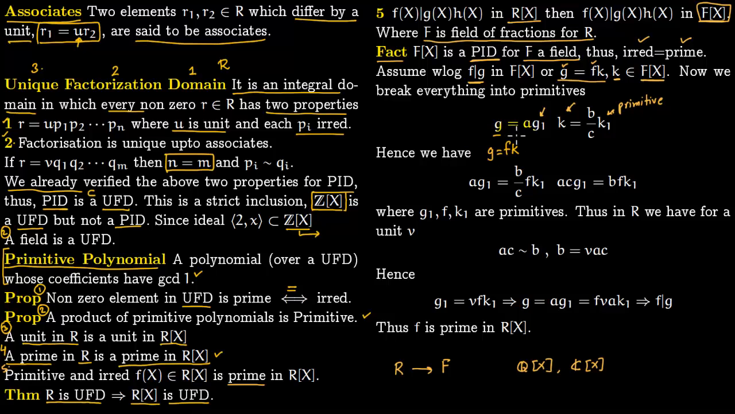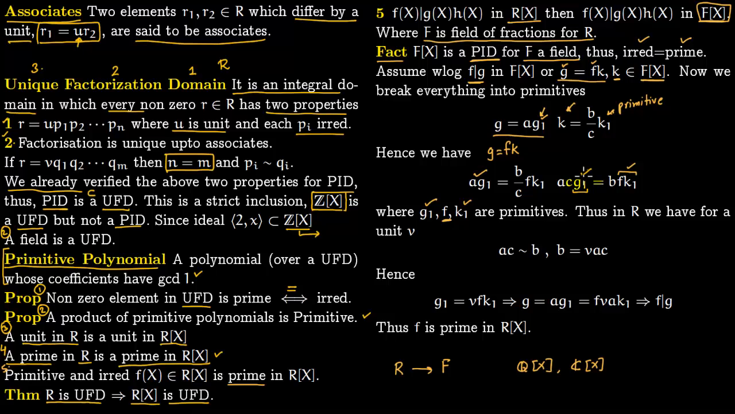Now take the equation g equals fk. For g you plug in a g1, and for k you plug in b over c times k1, and f you keep as such. Now clear the denominators: you have ac g1 equals b f k1. Here k1 is primitive, g1 is primitive, and f is primitive and irreducible to start with. Notice that the product of two primitives gives you a primitive, so you have a primitive on each side.